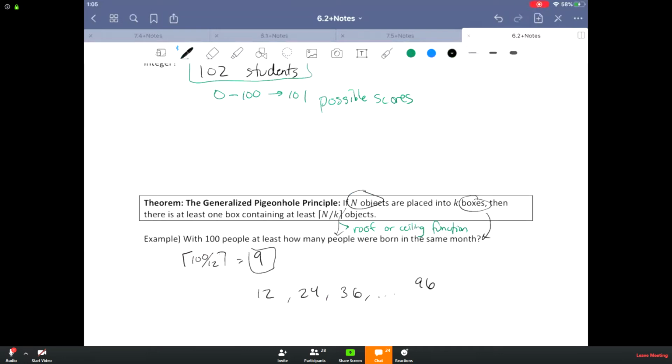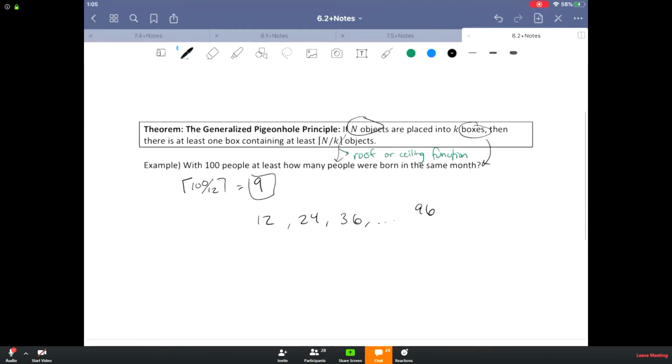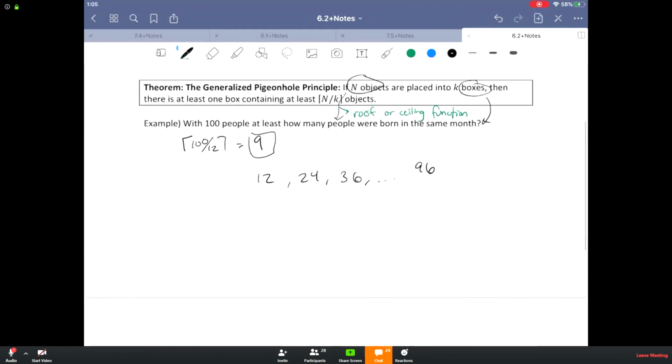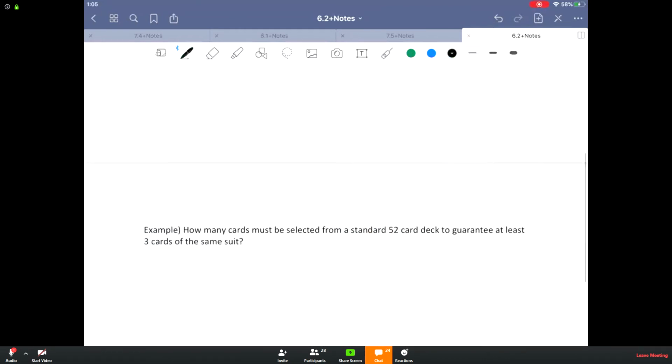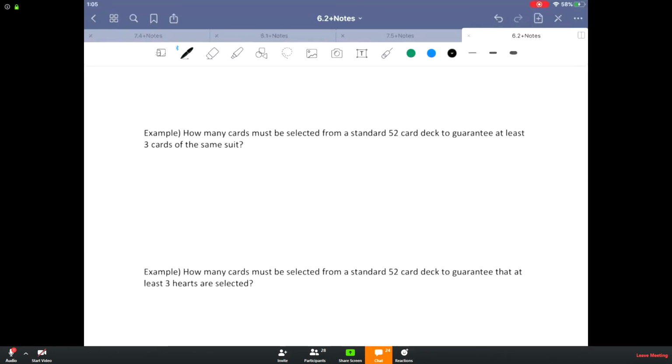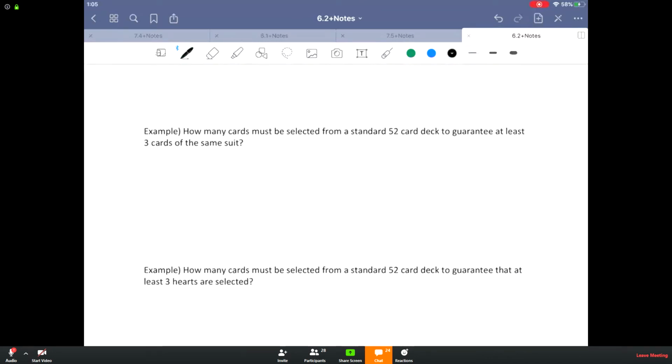All right, we're going to see a couple more of these examples. So, the generalized pigeonhole principle. They're theorems, but if we just talk through them, you can figure them out without having to use the formulas.